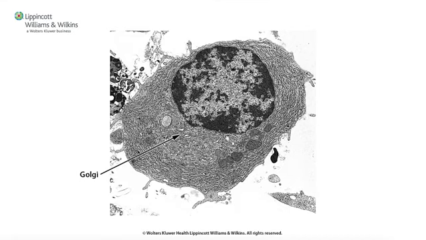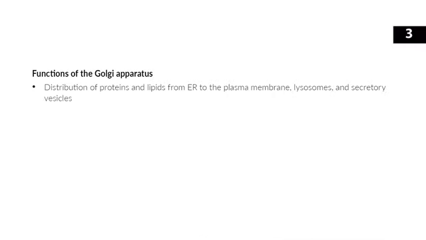So we've made our proteins in the rough endoplasmic reticulum. We used COP2 trafficking proteins to move it over to the Golgi apparatus. The Golgi apparatus does a lot of modification and packaging of proteins and lipids and other secretory products to get them ready for export. Now the functions of the Golgi apparatus can be divided into two big categories. The first category is the distribution of proteins and lipids from the endoplasmic reticulum to the plasma membrane, and also the lysosomes and the secretory vesicles.